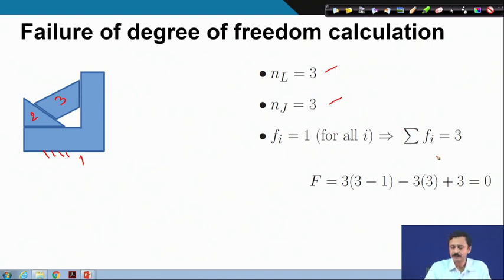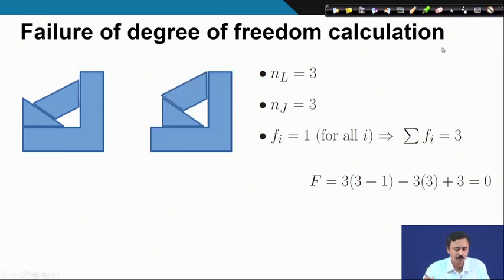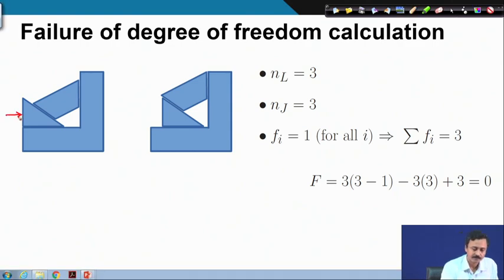Individually they have 1 degree of freedom, so the summation of degrees of freedom is 3. Therefore, the degree of freedom of this chain comes out to be 0, but this can definitely move. Let us see how. If you push this block, this can move in and this moves out. This can definitely move.